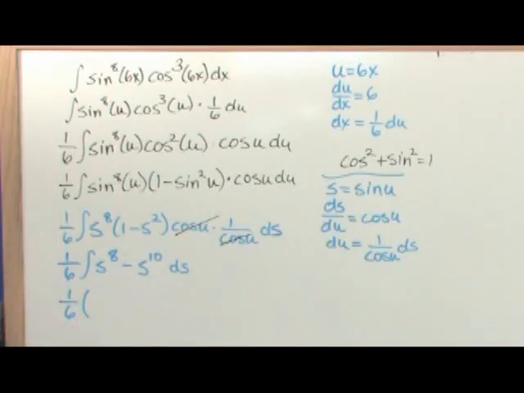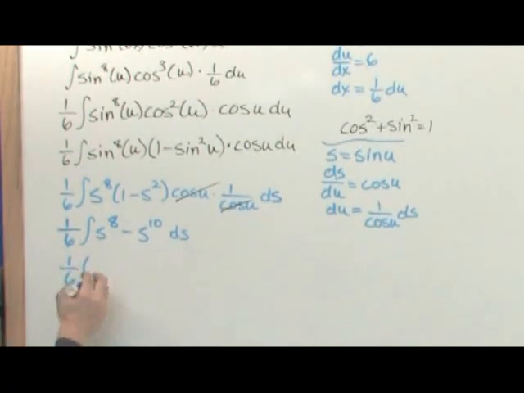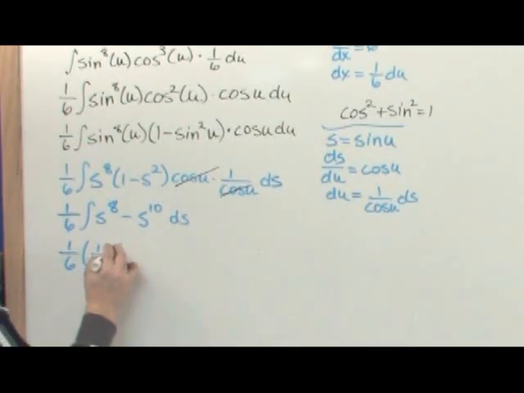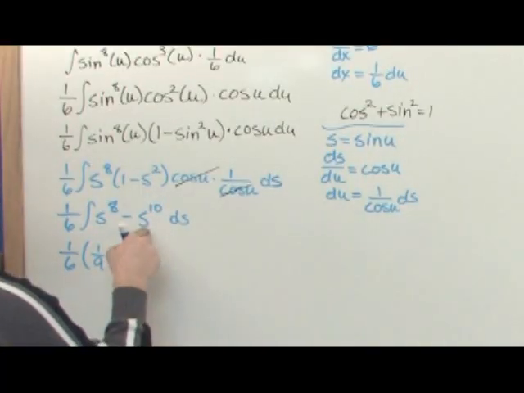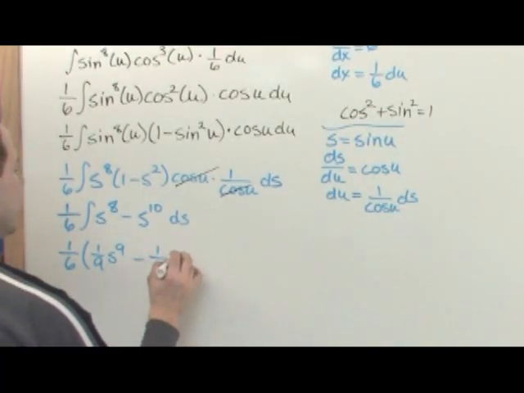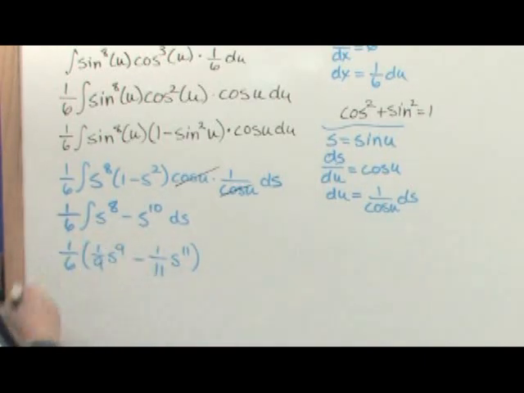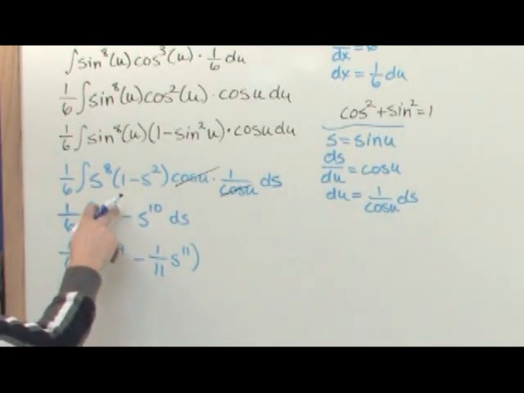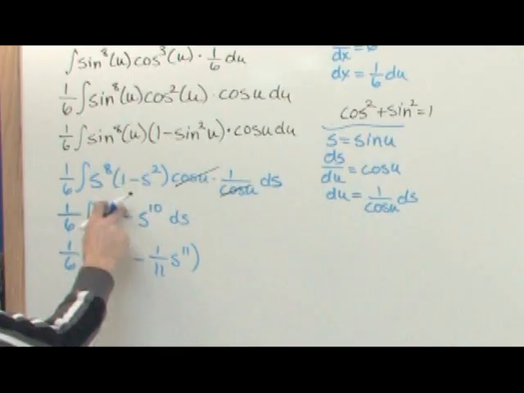So what you'll have here, integration of s to the 8th power is 1/9 s to the 9th. And integration of this is 1 over 11 s to the 11th. That's your simple polynomial rule of integration: 1 over exponent plus 1, s to the exponent plus 1.